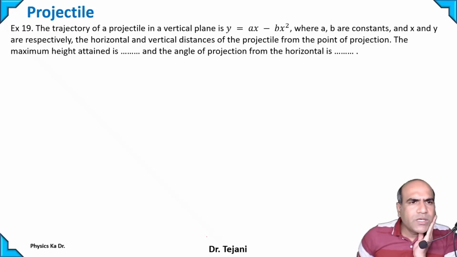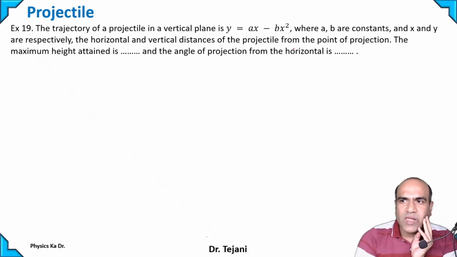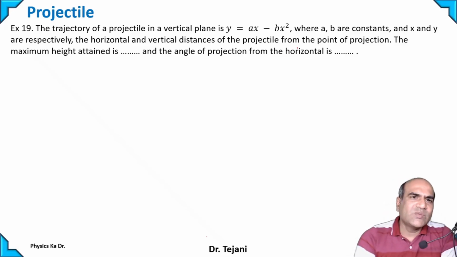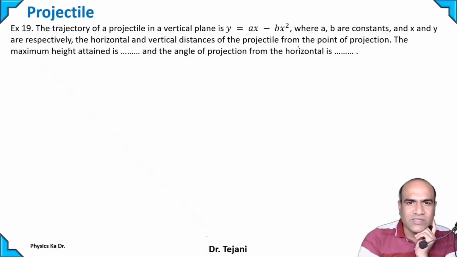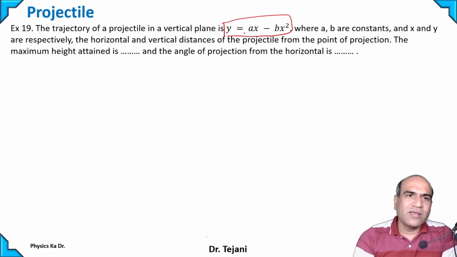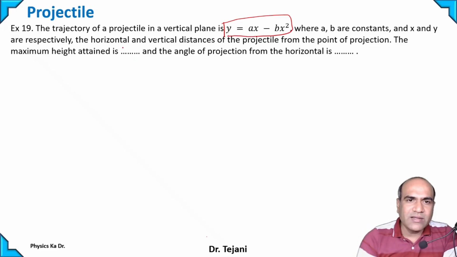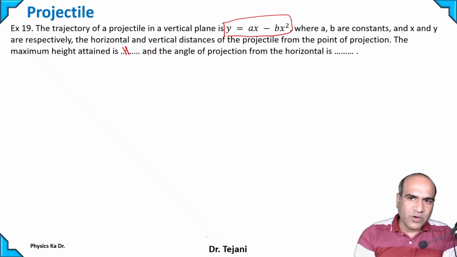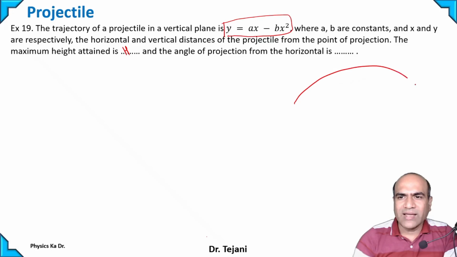One more question we have here. Example number 19. The trajectory of a projectile is given by y is equal to ax minus bx square, where a and b are constants and x and y are respectively the horizontal and vertical distances of the projectile from the point of projection. We need the maximum height and the angle of projection from the horizontal. So an object is thrown like that; we need theta and we need the maximum height.